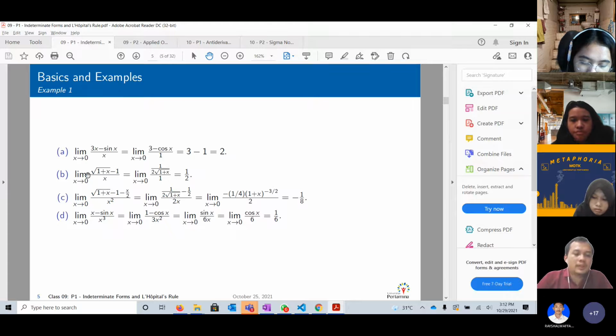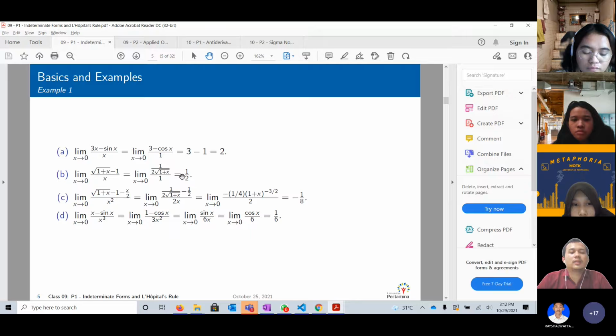The same thing happens with case B. If we substitute 0, we have 0 over 0. So in this case, we differentiate the numerator and the denominator, each by itself. The numerator becomes 1 over 2 square root of 1 plus x, and the denominator becomes 1. So we can directly substitute x here, and the limit is half.